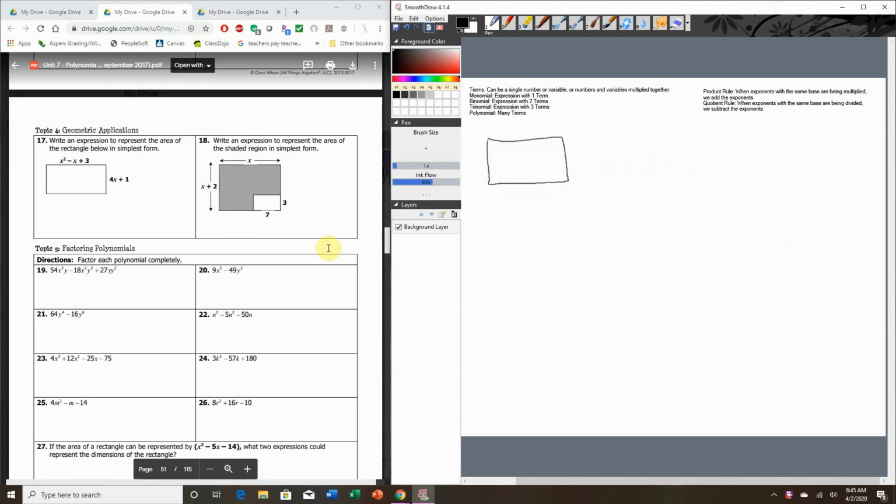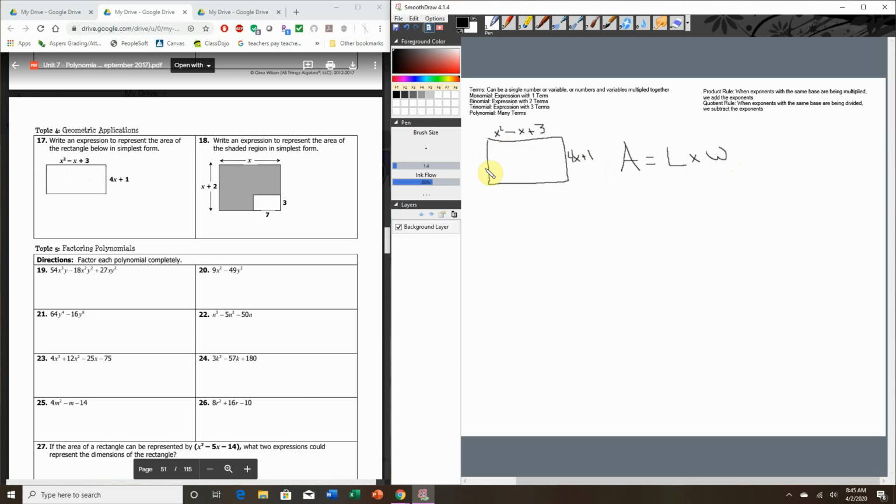Okay, so the first thing we have to do is think about how do we find the area of a rectangle if it was just numbers. So we know area is always going to be, for a rectangle, the length times the width. Okay, so they give us a length of x squared minus x plus 3 and a width of 4x plus 1. Okay, so now we have length times width.